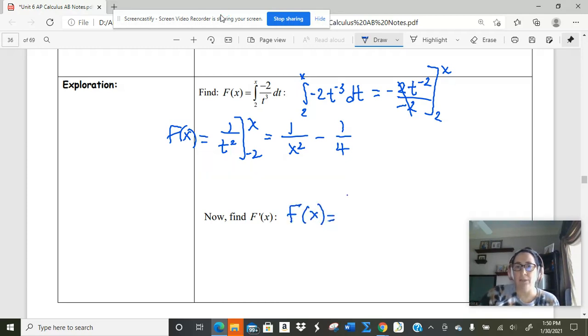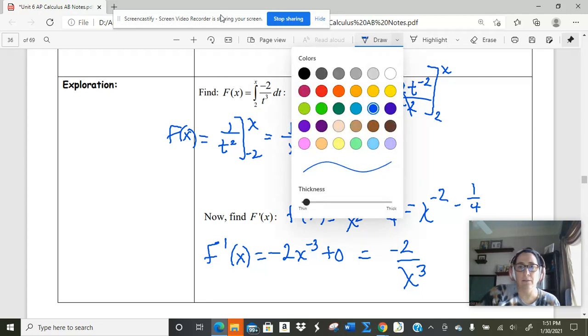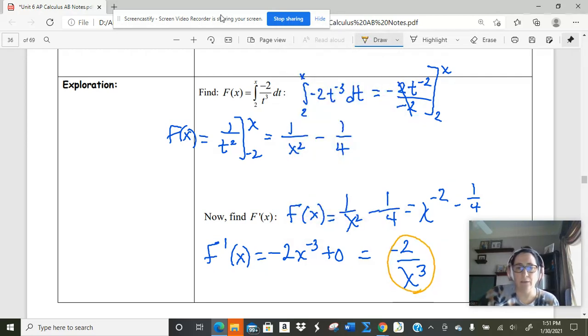So if big F of x was what we just had, what's the derivative of that? So I'm going to rewrite again to the power rule and then take that derivative. And what do you notice? Hopefully you notice that this right here is the same as this inside right here with the exception of a variable change.